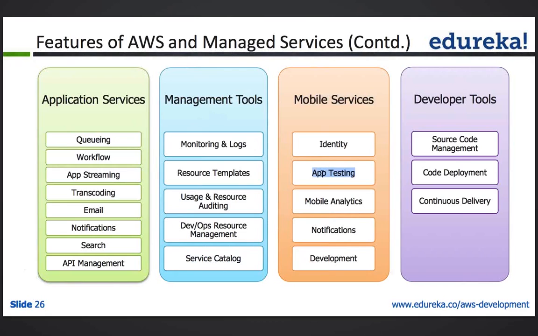And finally, AWS knows that developers are important stakeholders, right? So just like management is an important stakeholder, developers are an important stakeholder for AWS, and they've now come out with these three offerings, right? One is source code management. This is basically like GitHub, I would say, right? GitHub, or you might be using Bitbucket to store your source code, right?